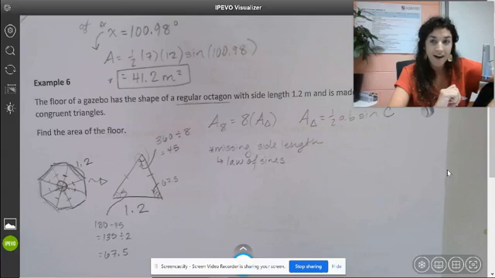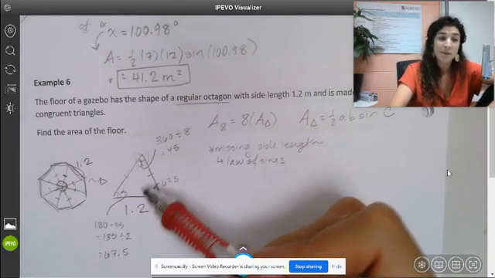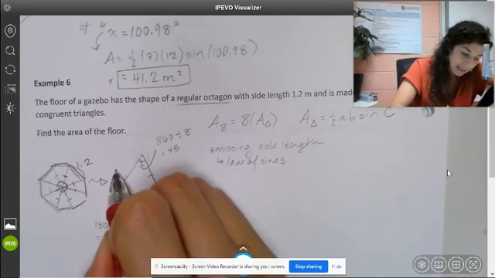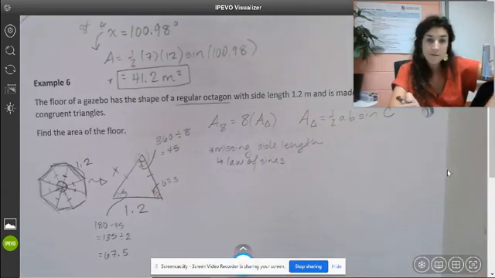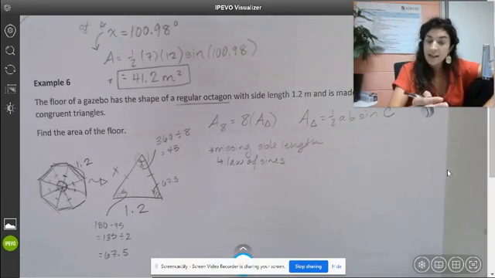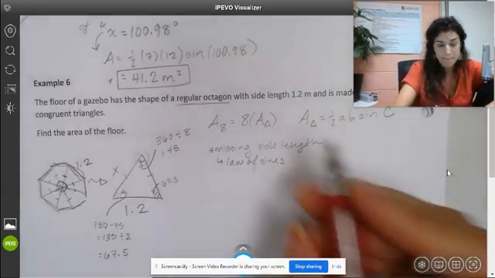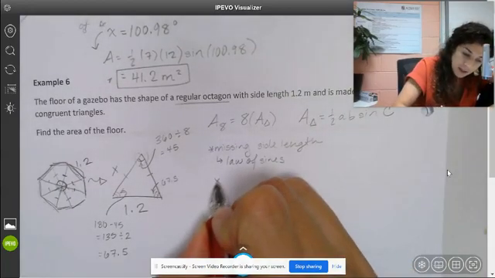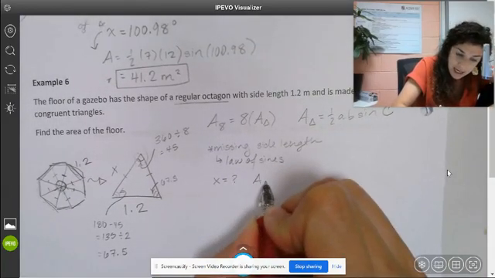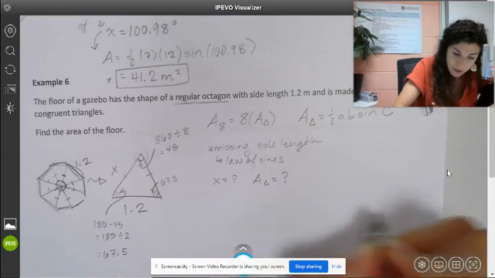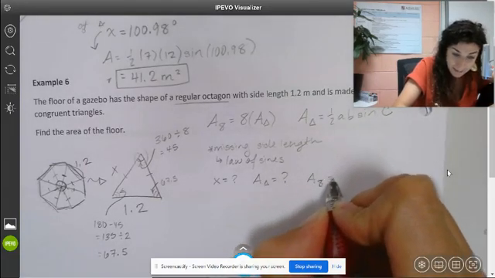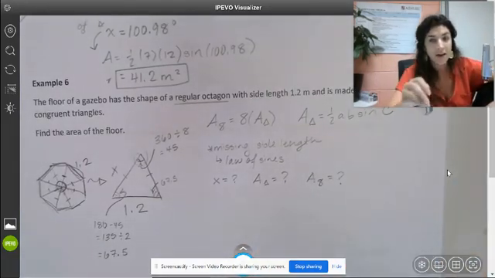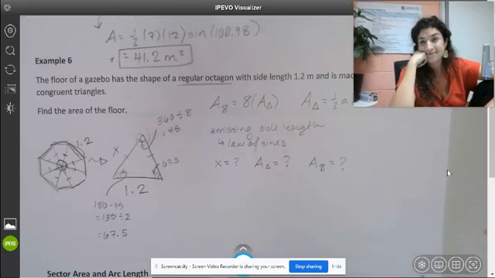Hopefully you said law of sines because we have a bunch of angles and we're just missing one side length. If I solve for that side length, then I can use that to solve for the area. So first, I'm going to solve for x, and then I'm going to solve for the area of the triangle, and then I'm going to solve for the area of the octagon.